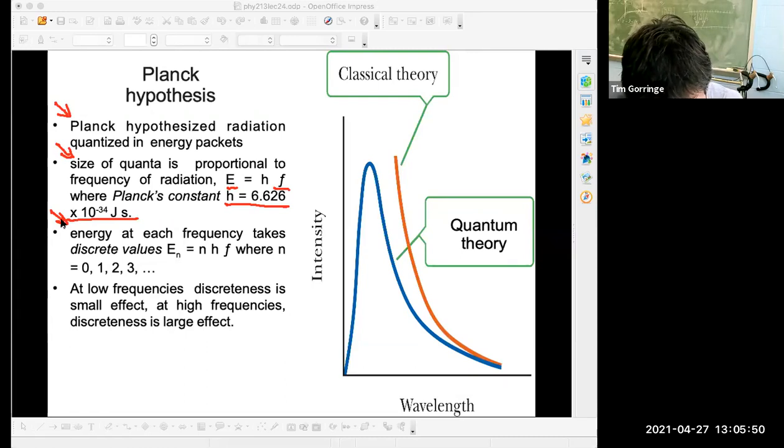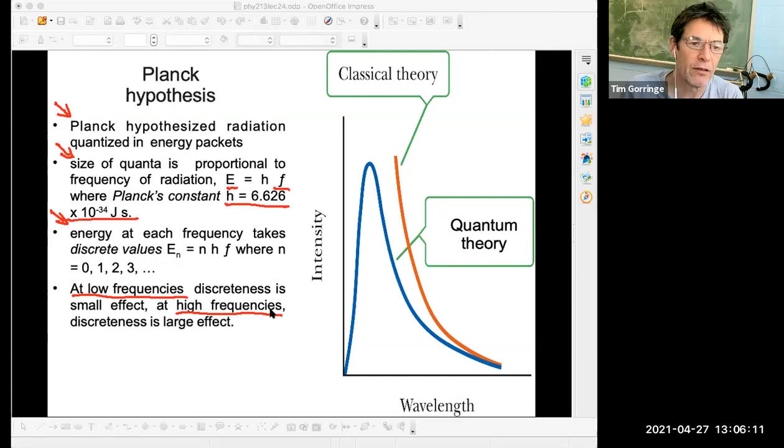Now, at low frequencies, this has negligible effect, because the size of the packets is so small at low frequencies. But at high frequencies, this has a massive effect because the size of the packets is now so big. And so his idea that the radiation energy comes in packets had essentially no effect for long wavelengths, low frequencies, because the packet sizes are so small. But it has a very big effect for short wavelengths, high frequencies, where the packet sizes are very large.